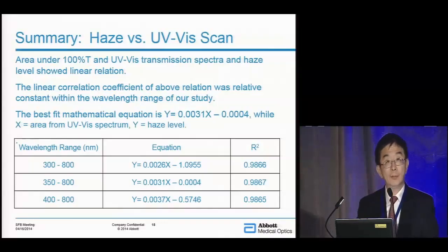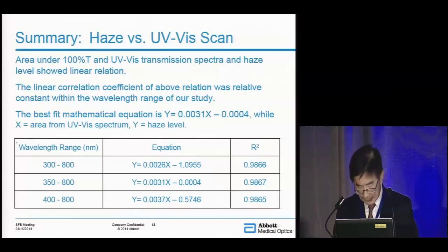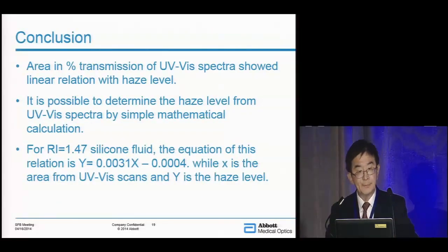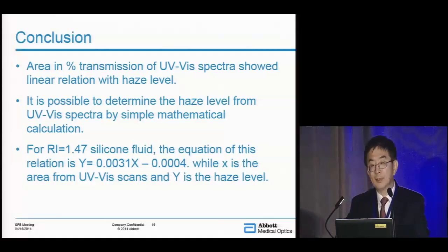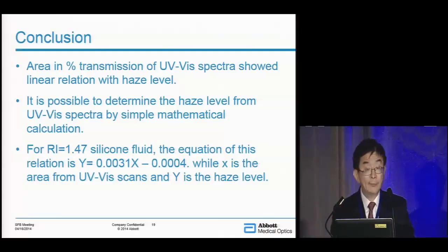So in the future, when people ask you how hazy this material is, if you have a UV spectrum, we just integrate the area, and then we can predict the haze level. So basically, the area in transmission shows a linear relation with the haze level. It is possible to determine the haze level from a UV spectrum by simple mathematical calculation. But I need to emphasize, for this refractive index of 1.47, this equation applies. If you have a different refractive index, then the equation may be different because they have different chain opening rates. That's something we need to study for certain different refractive indices.